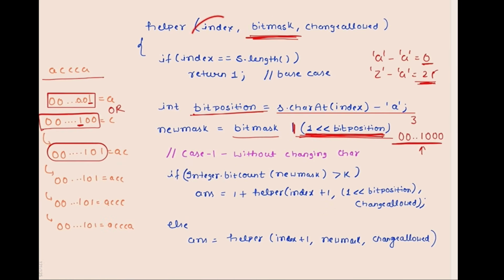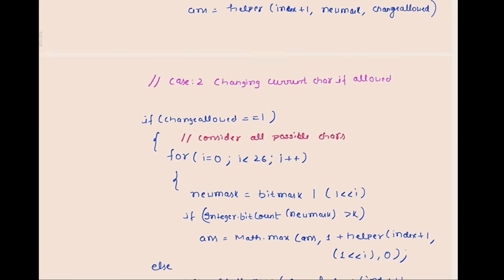We have 3 variables, right? These 3 variables are changing, so we have to have some kind of a 3-dimensional DP array to store our states for every index, bit mask and change allowed, because they are definitely going to get repeated over the course of our recursive function.